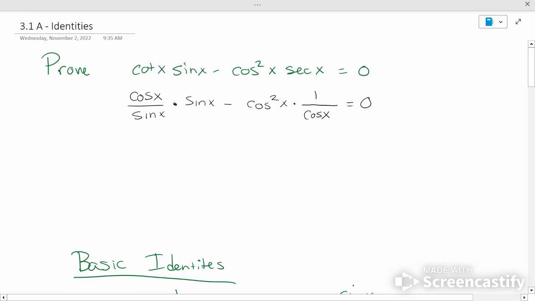So what happens over here is, see how I have sine in the denominator and sine in the numerator. When you have multiplication and a sine over a sine, they cancel to be just cosine of x. And here I have cosine squared in my numerator over cosine in my denominator. Cosine squared is really cosine of x times cosine of x, so I can take one of these cosines of x and cancel, and I get cosine of x. What's cosine of x minus cosine of x? Well, that's 0. So I just proved that 0 equals 0.